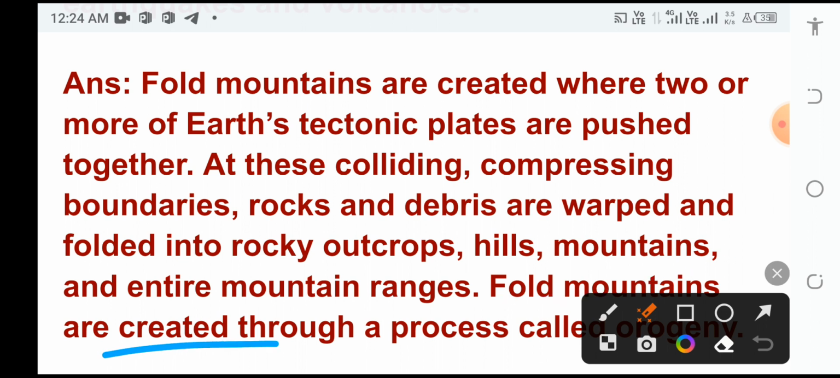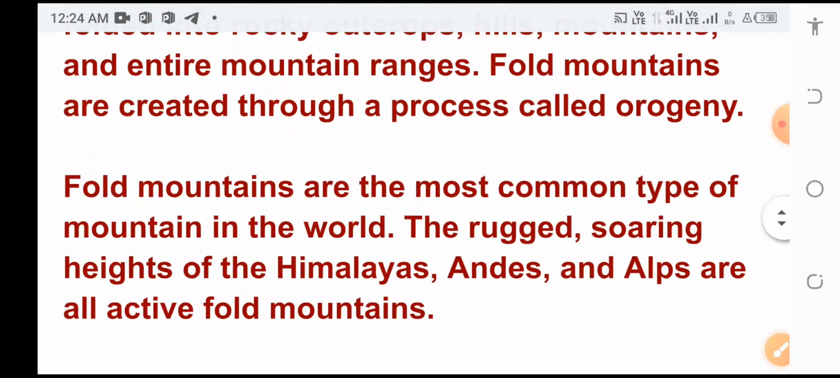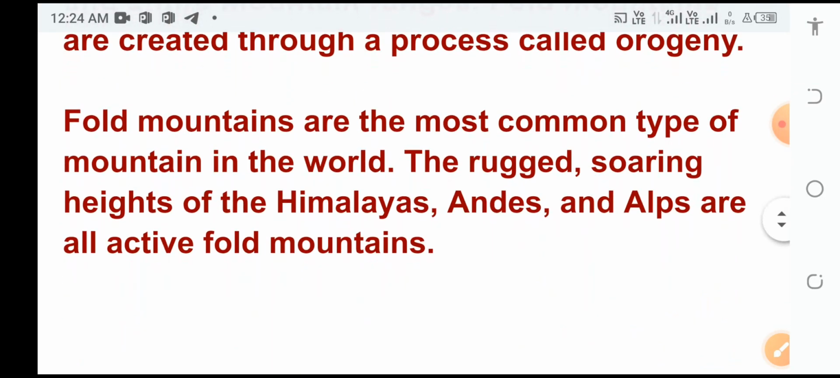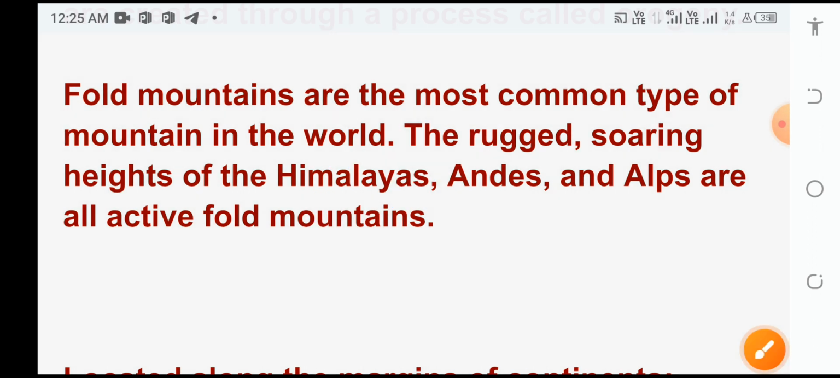Fold mountains are created through a process called orogeny. Fold mountains are the most common type of mountain in the world. For example, the Himalayas and the Alps are good examples of fold mountains.